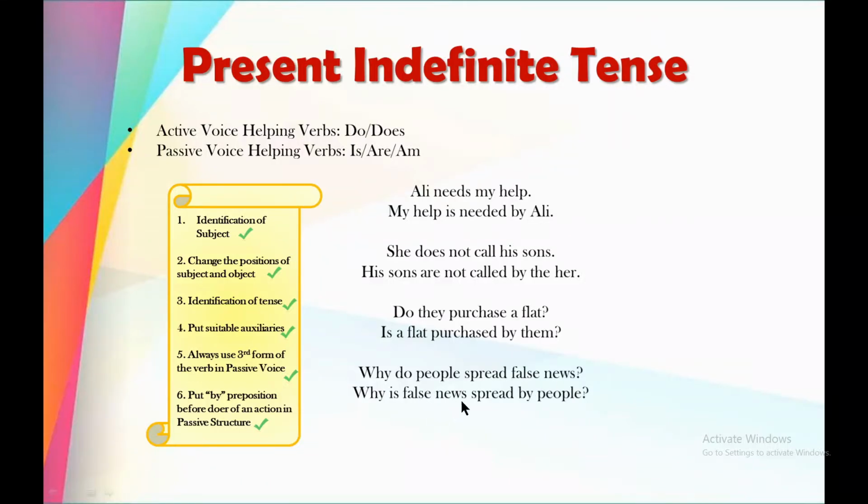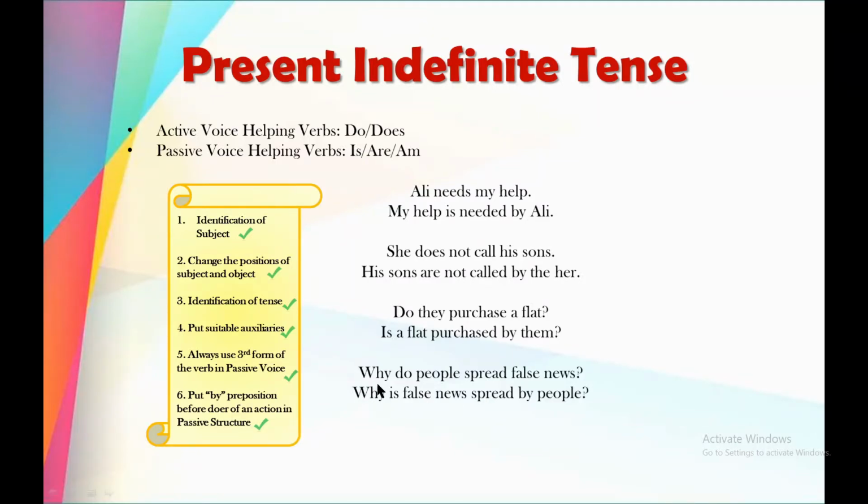So false news, and then people went at the last position or the end position of the sentence, and then we have to use the suitable identification of tense, obviously. So by looking at this word do, we can say that this is present indefinite tense, and then put by preposition before the doer of an action, by people, and always use the third form of the verb in passive structure. So spread would remain spread. The third form of spread is spread.